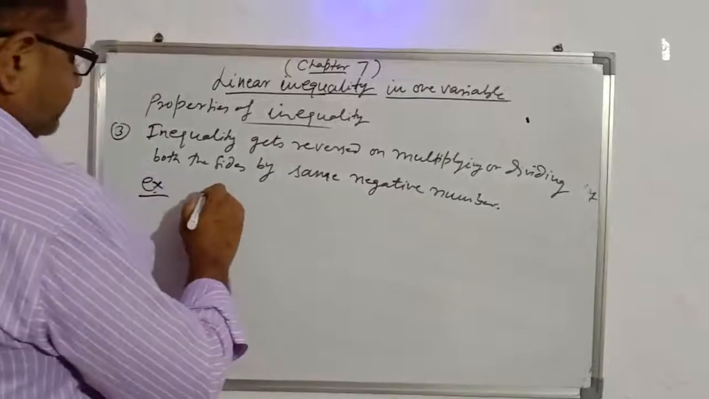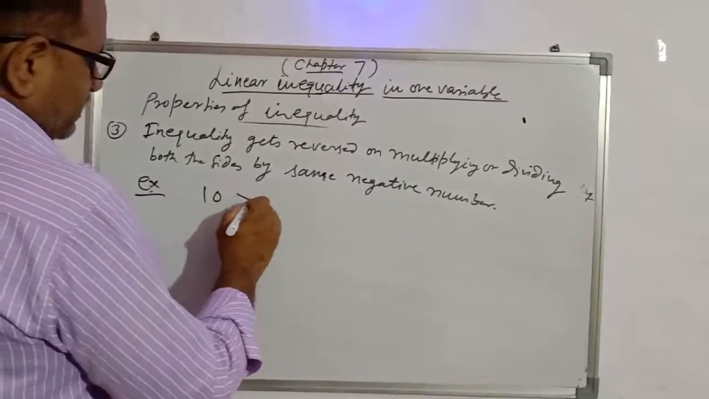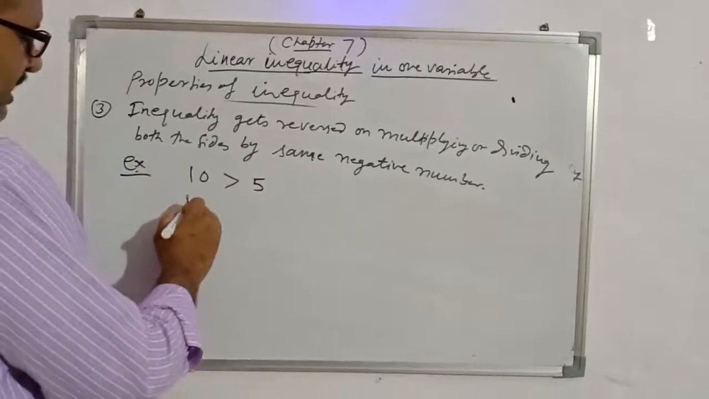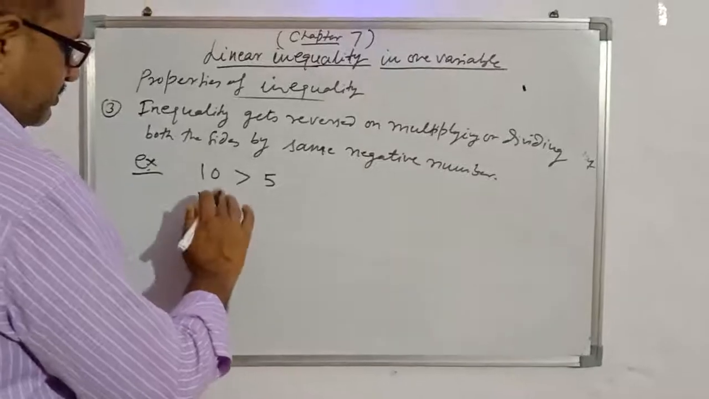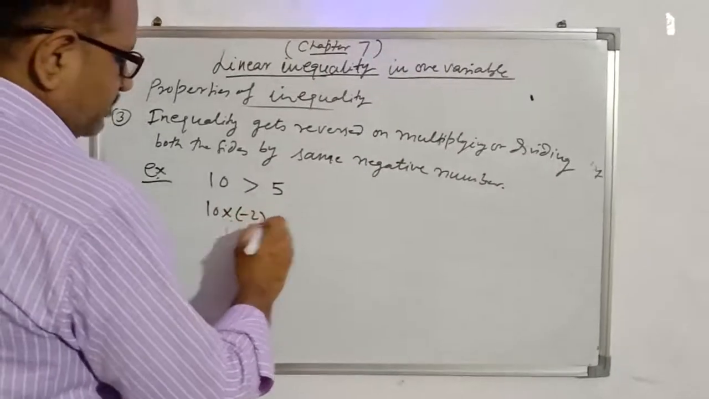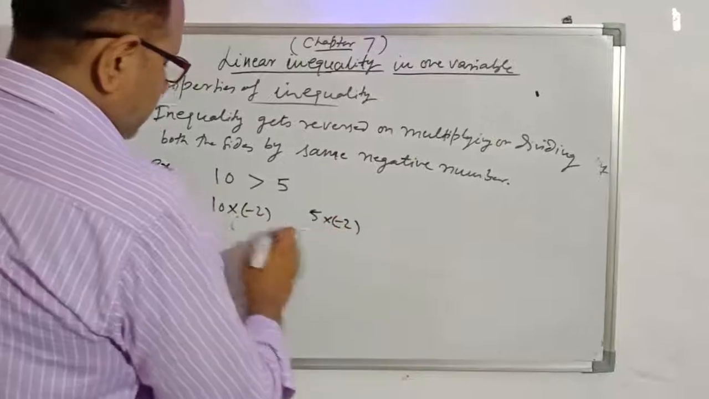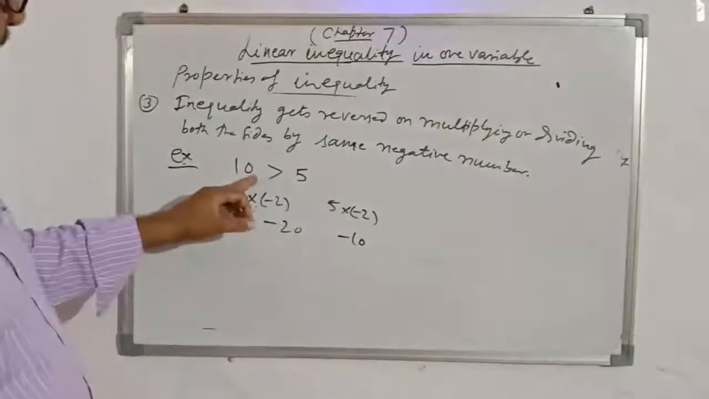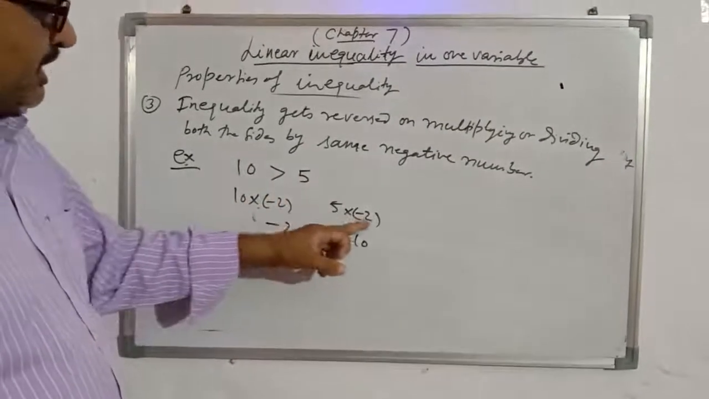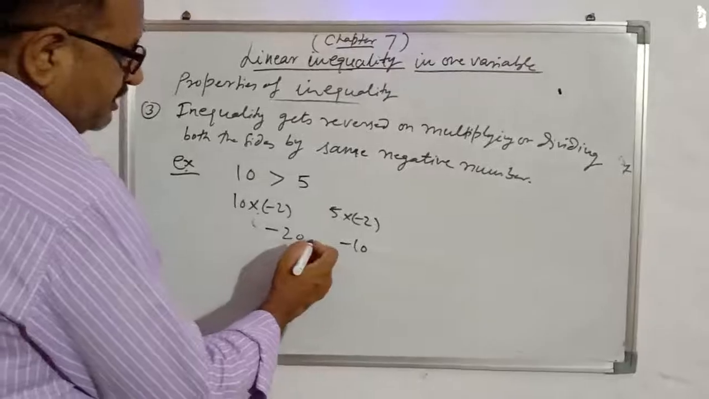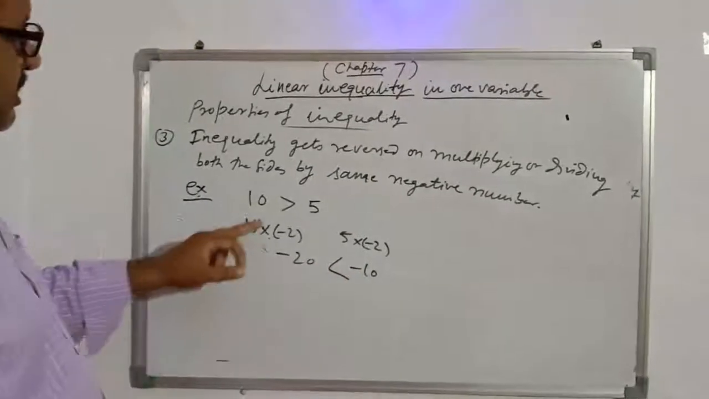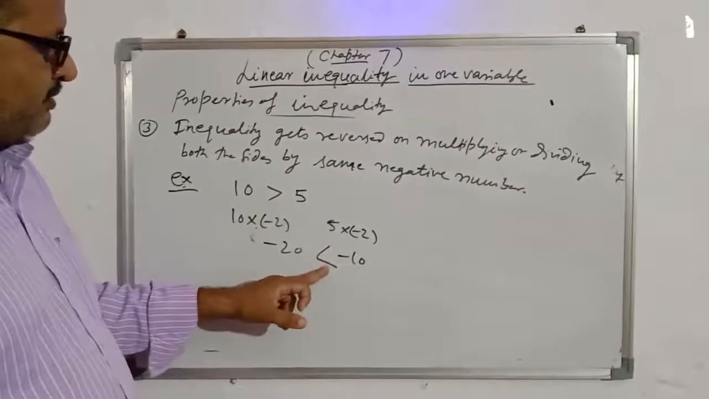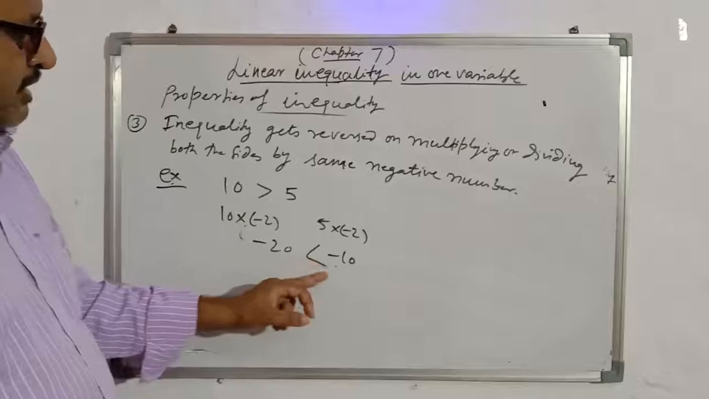We know that 10 is greater than 5. Multiply both sides by -2. 10 into -2, -20. 5 into -2, -10. Here 10 is greater than 5, but if we multiply both sides by -2, then -20 will be less than -10. So here there was a greater sign, but after multiplication it gets reversed and becomes a less sign. So -20 is smaller than -10.